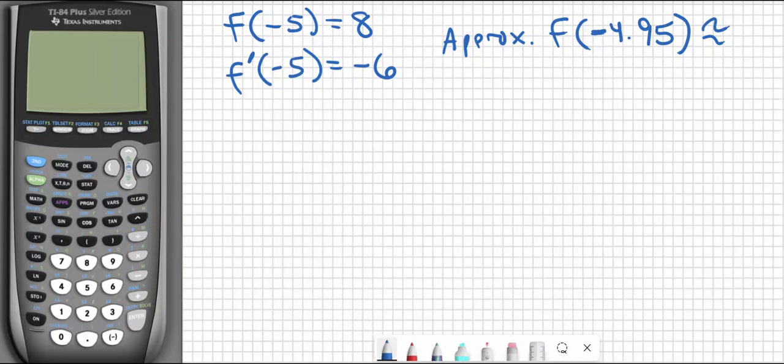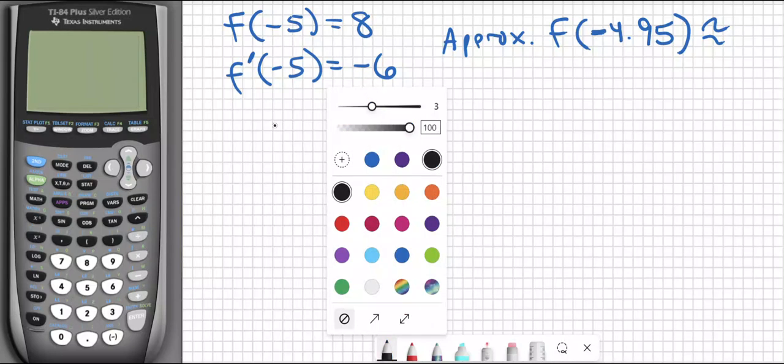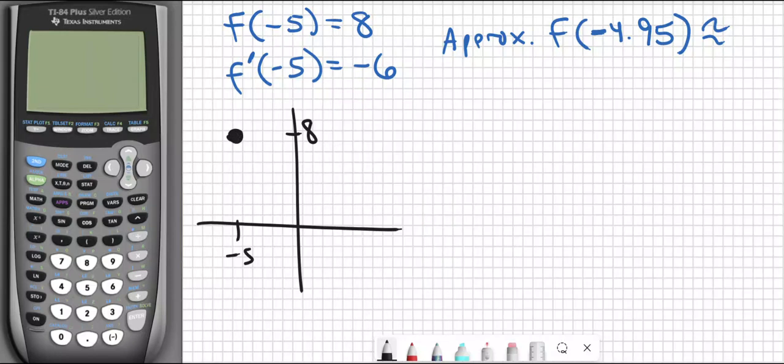And here's why. If we have a function, right, we don't know what it looks like. We just know that we have a point negative 5, 8 out here. And then we know the slope at that point is negative 6. So a pretty steep downward slope. Like if we had a tangent line there, the slope would be negative 6.